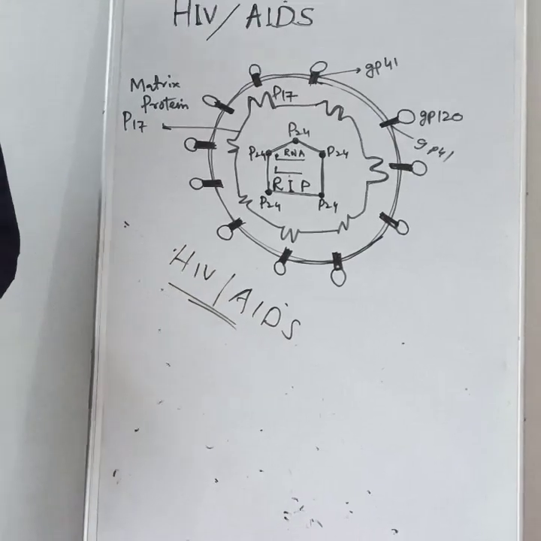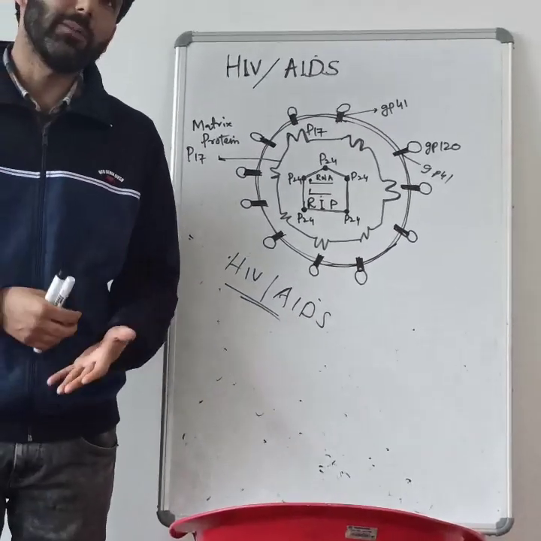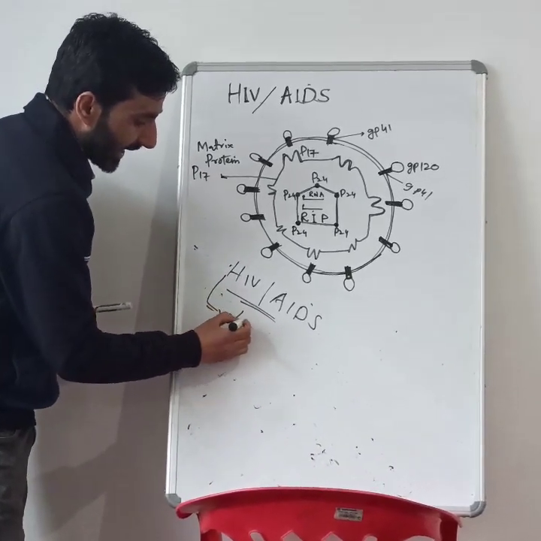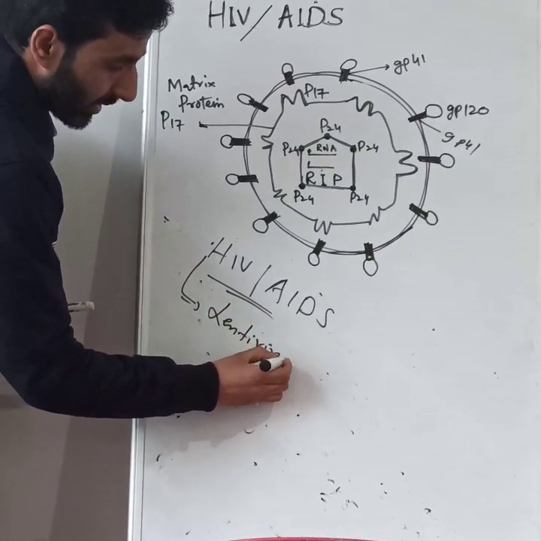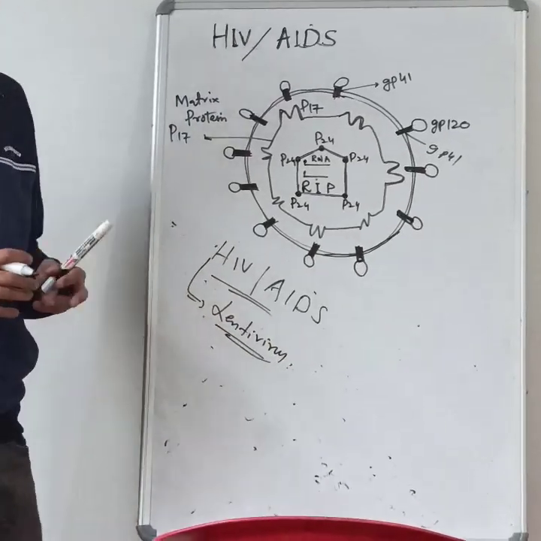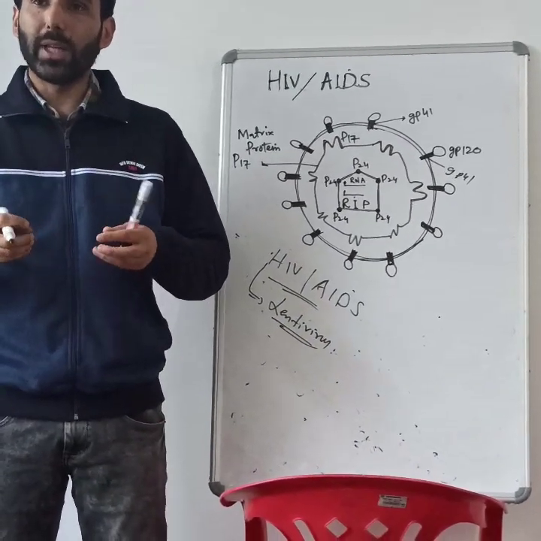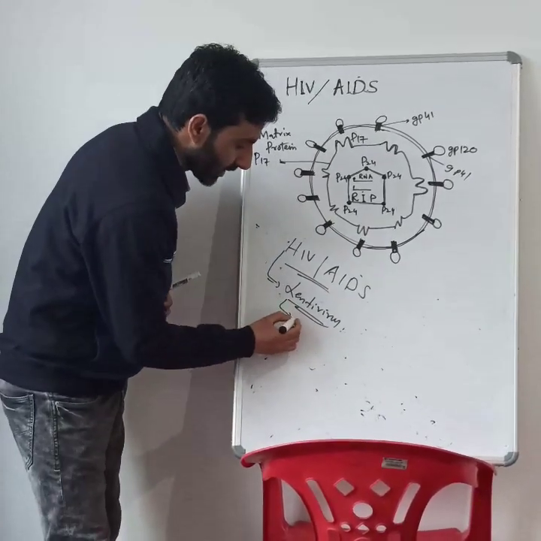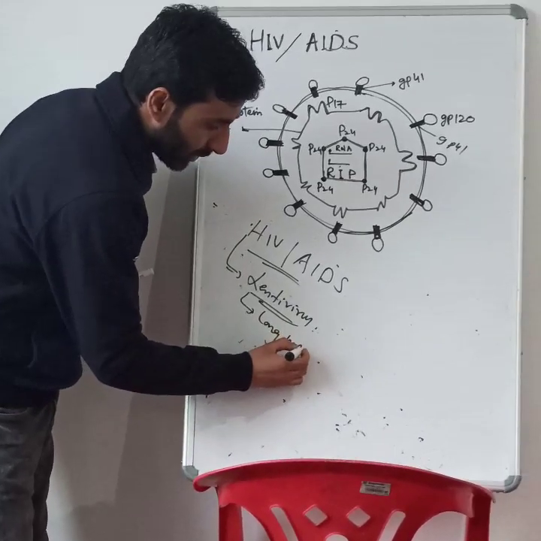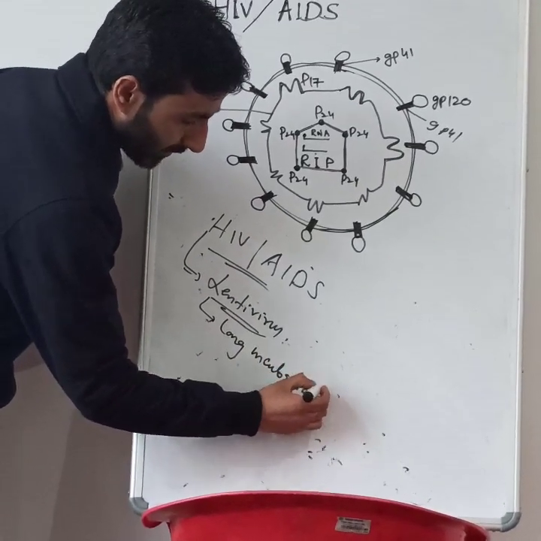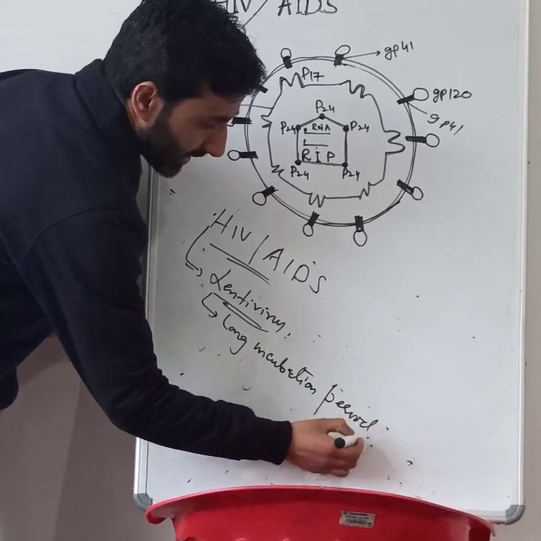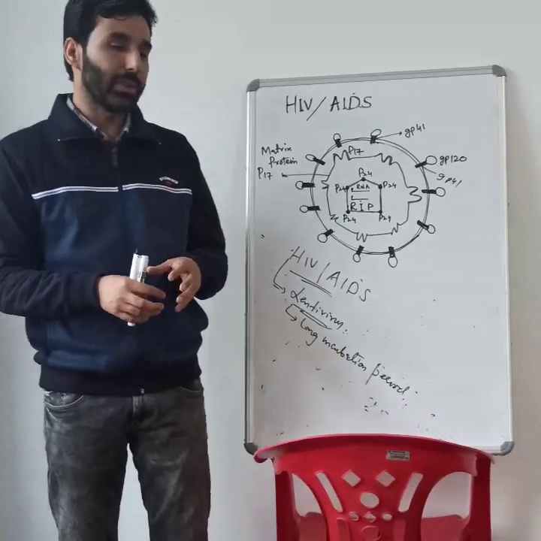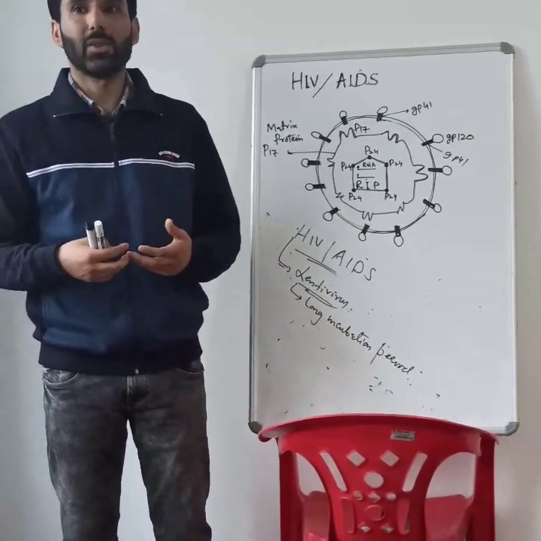We must know another very important point about HIV. It is a lentivirus. Lentiviruses are those viruses which have a very long incubation period. So lentiviruses are very dangerous because they take a long time. They have a long incubation period, after which they can show the symptoms.